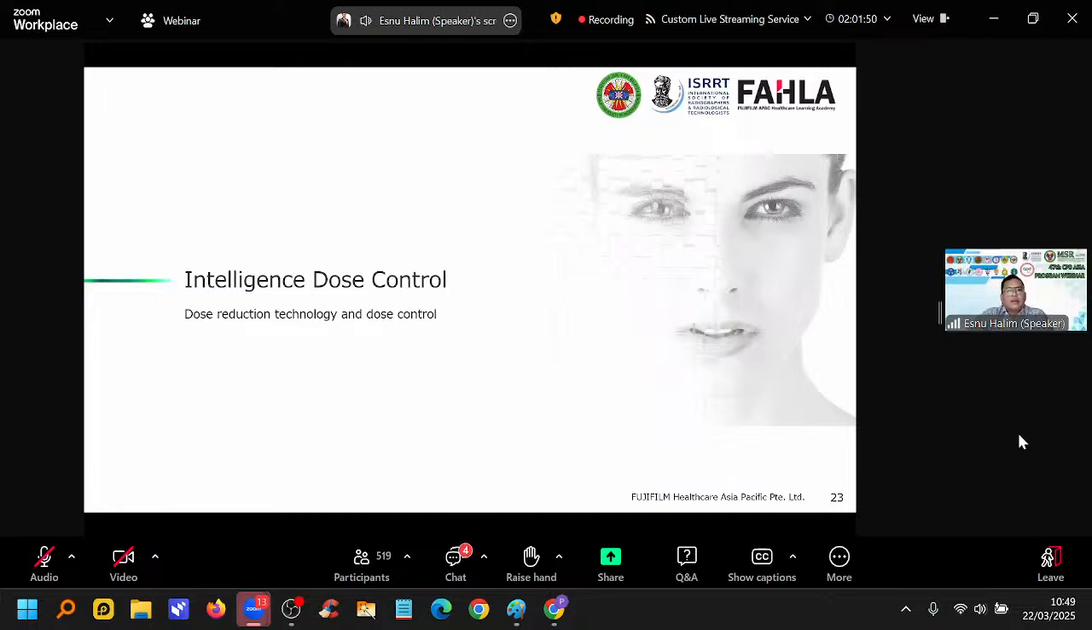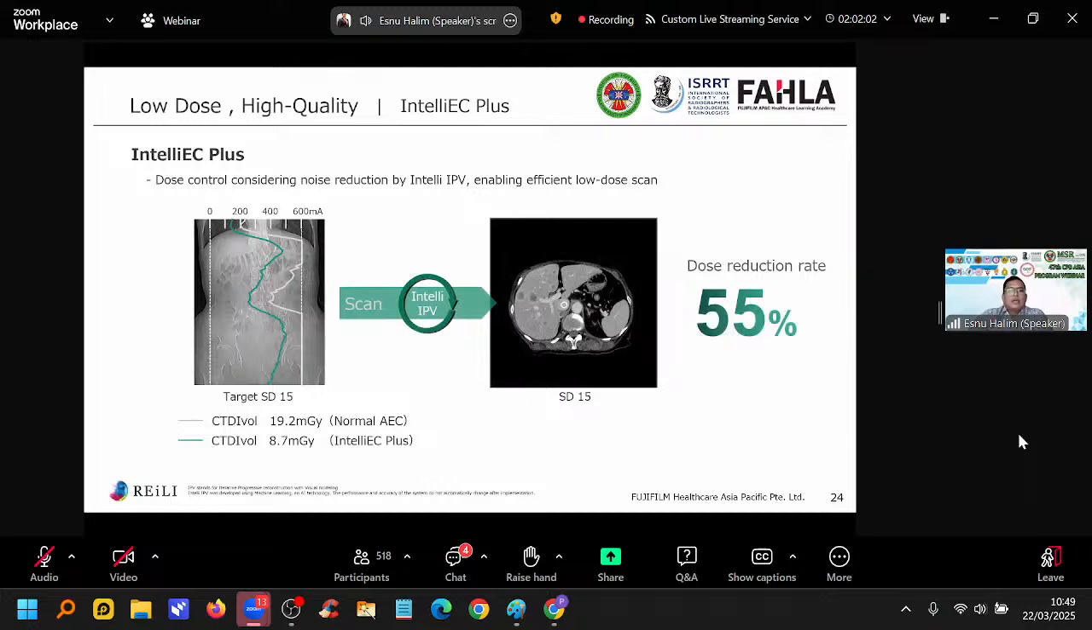reconstructive AI integrated technology. Next, we look at intelligent dose control. So where we use dose reduction technology from the scanner to manage the dose. So we have Intelli EC plus dose control considering noise reduction by Intelli IPV. We can achieve efficient low dose scan. So this is the difference.